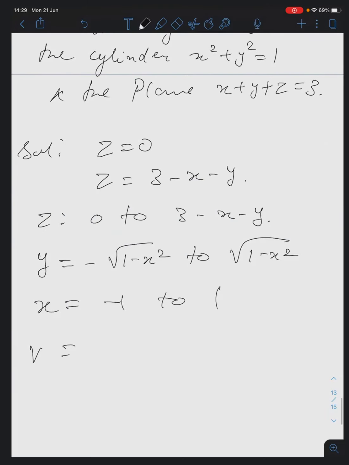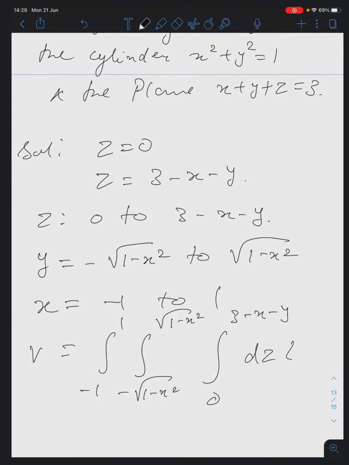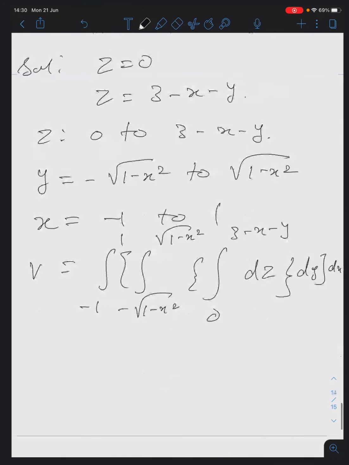Yes, ma'am. So the required volume: x limits minus 1 to plus 1, y limits minus root over of 1 minus x square to plus root over of 1 minus x square, z limits 0 to 3 minus x minus y, dz first, then dy, then dx. Okay, integrate and tell me the answer.